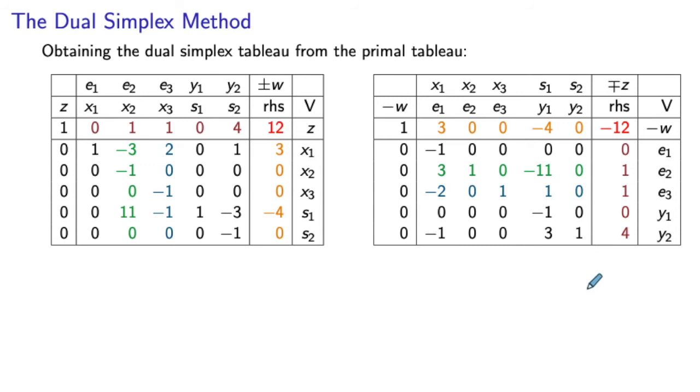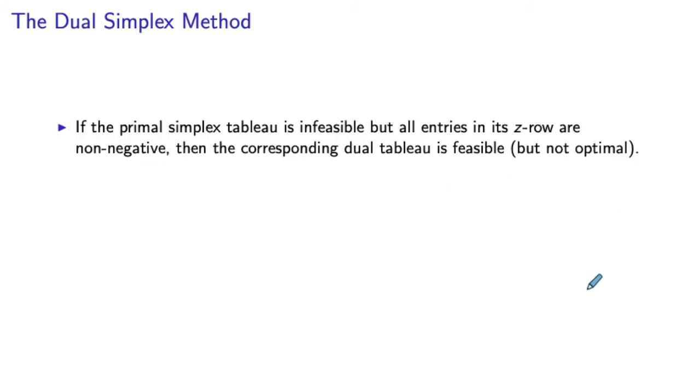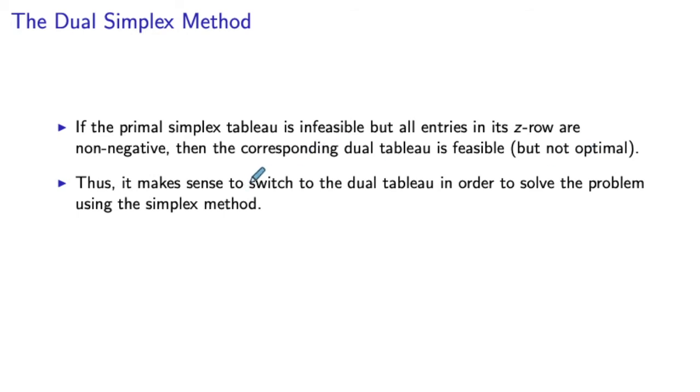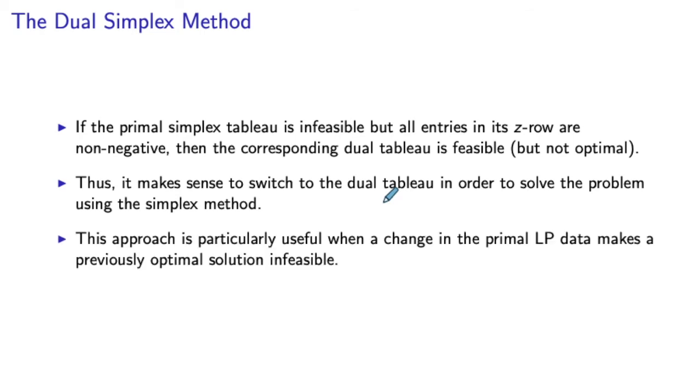Whenever we need to switch from the primal to the dual, this is a good way to build the dual tableau quickly. And to reiterate the idea of the dual simplex method, if the primal simplex tableau is infeasible but all the entries in row 0 are non-negative, meaning that row 0 satisfies the optimality condition, then the corresponding dual tableau is going to be feasible but not optimal. Therefore, we can switch to the dual and perform the steps of the simplex method using the dual tableau. And this will be especially useful when we change the problem data for our primal LP in a way that the previously optimal solution is not feasible anymore. Therefore, it's easier to switch to the dual in order to obtain the new optimal solution.